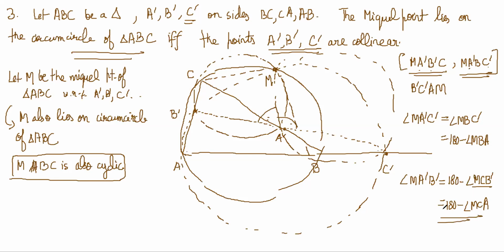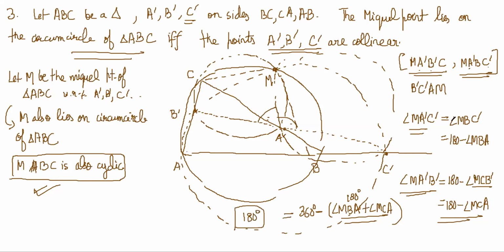So you have two results. Now, what is the sum of these two? It is 360 minus MBA plus 360 minus MBA plus MCA, MBA plus MCA, right? And that's 180 if and only if this is cyclic. If this is cyclic, then this is 180 and then this whole angle becomes 180. So then the points become collinear.